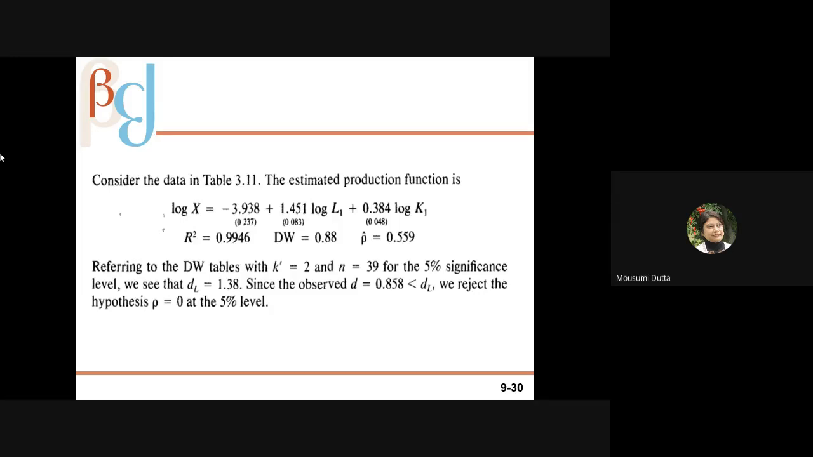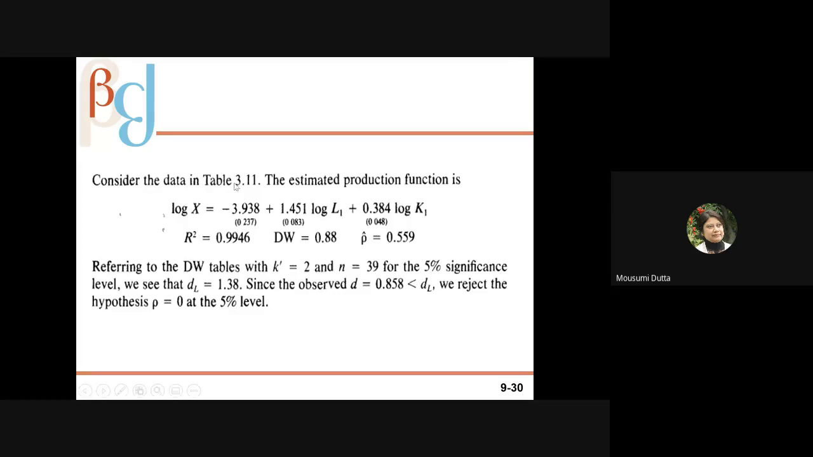Okay, so again from Madala, you will get a workout exercise there. There is one workout exercise there. They are using table 3.11 from the book. That was a production function, estimation of a Cobb-Douglas production function. So look at the structure of the equation. It is the logarithmic transformation, because originally the function was in the Cobb-Douglas form and then it was estimated using the logarithmic transformation of the model. So log x is equal to this value.